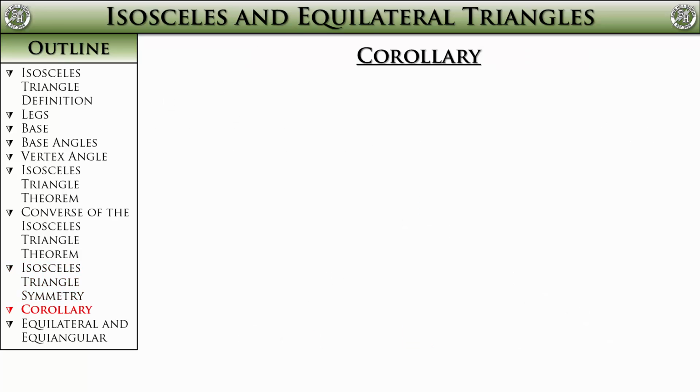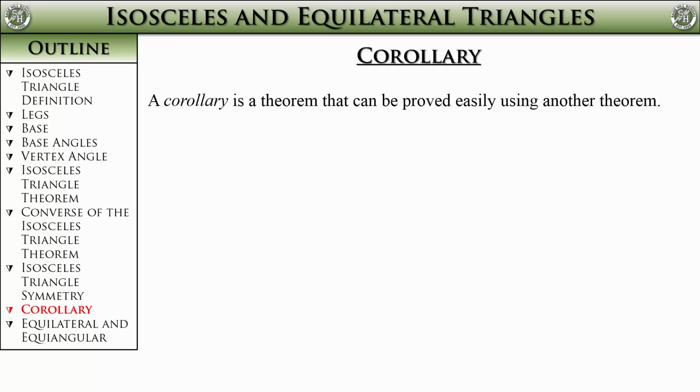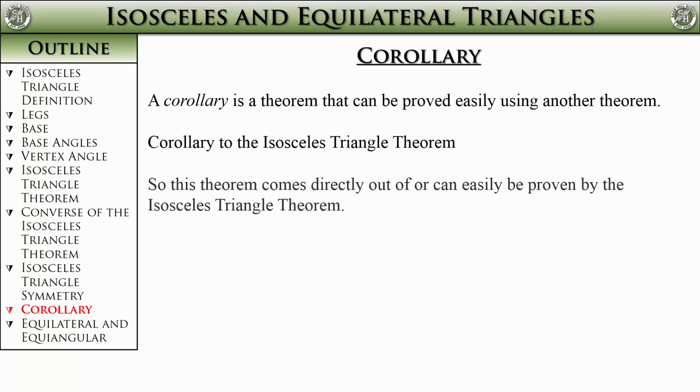The concept of a corollary is also introduced in this section. A corollary is a theorem that can be proved easily using another theorem. But at its heart, it's just another theorem. There are 2 corollaries in this section. The first is the corollary to the isosceles triangle theorem. I'll go over what those corollaries say and mean on the next slide, but we don't need them for the discussion of what a corollary is.